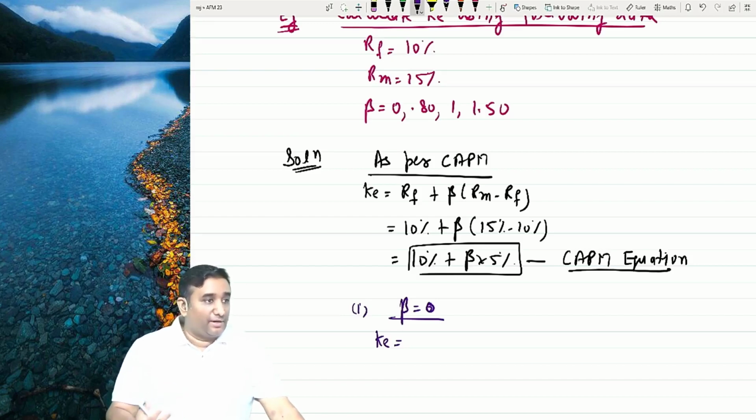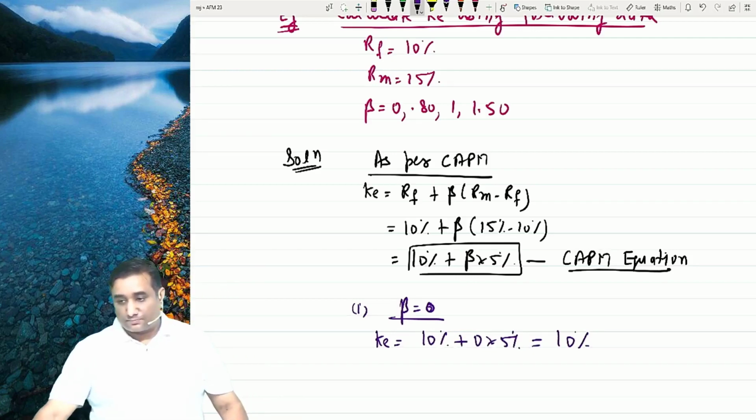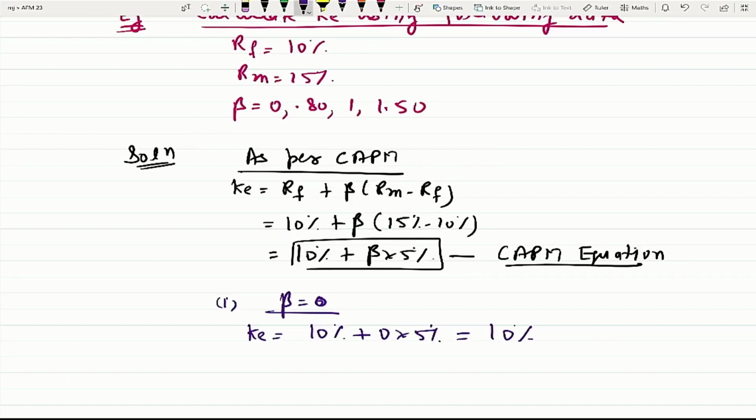That means what is the requirement? That is exactly the CAPM, but you can interchangeably use this name. It's 10% plus 0 into 5%. What do we get? Try to do the second, third and fourth part, please.